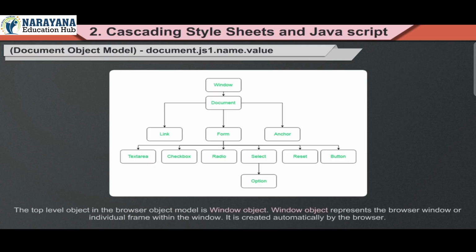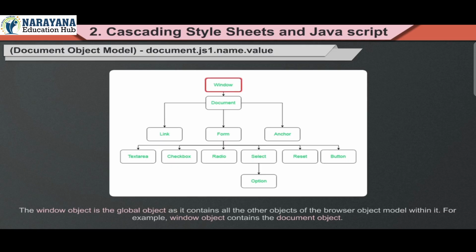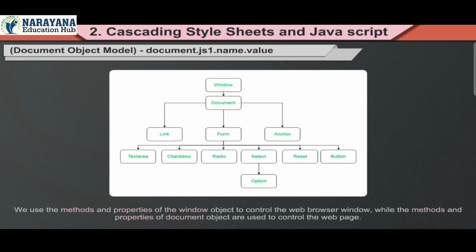The top level object in the browser object model is the window object. Window object represents the browser window or individual frame within the window. It is created automatically by the browser. The window object is the global object as it contains all the other objects of the browser object model within it. For example, window object contains the document object. We use the methods and properties of the window object to control the web browser window, while the methods and properties of the document object are used to control the web page.